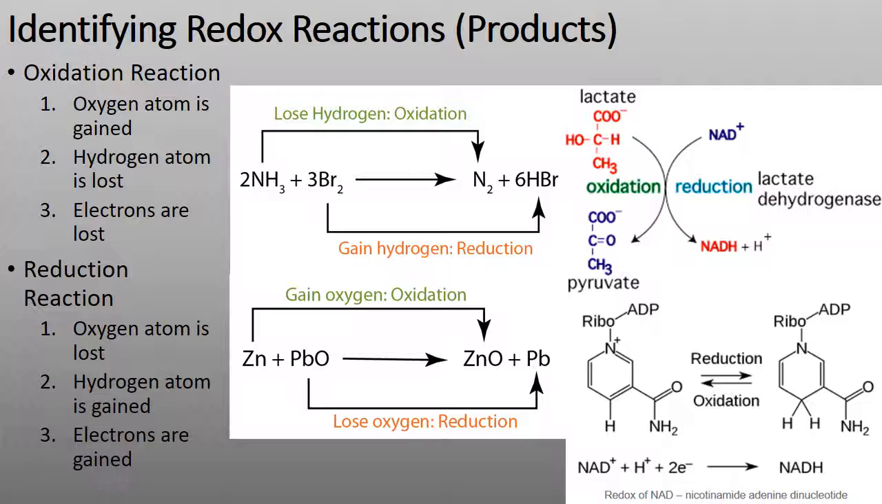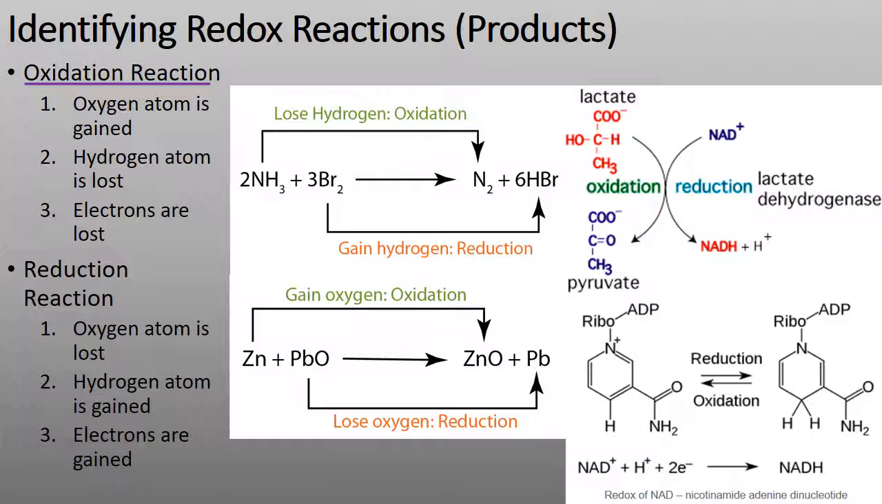Being able to identify redox reactions, there are some pointers to take a look at when we identify these reactions. If it is an oxidation reaction, one of three things can happen. Oxygen atoms are gained in the products, hydrogen atoms are lost in the products, or simply put, electrons are lost. And if you saw a half reaction of an oxidation reaction, you would actually see electrons in the products.